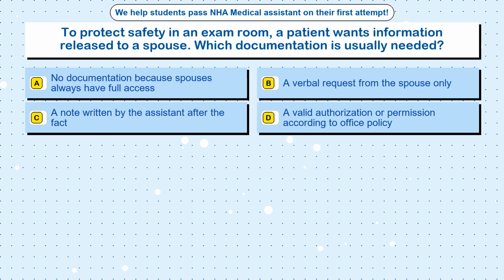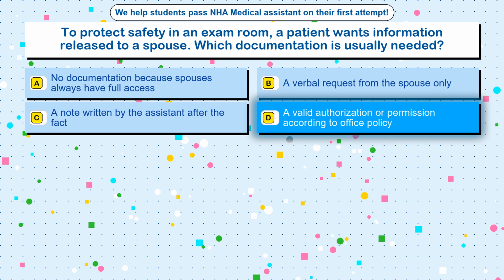Question 22. To protect safety in an exam room, a patient wants information released to a spouse. Which documentation is usually needed? Option A, no documentation because spouses always have full access. Option B, a verbal request from the spouse only. Option C, a note written by the assistant after the fact. Option D, a valid authorization or permission according to office policy.